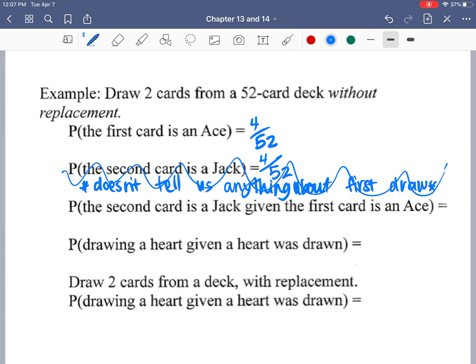Okay, this is where we're going to take into account what happens with the first card. So we want the probability that the second card is a jack, given that the first card is an ace. So we already know that the first card is an ace, so we only have 51 cards left in the deck, and I know there's 4 jacks.